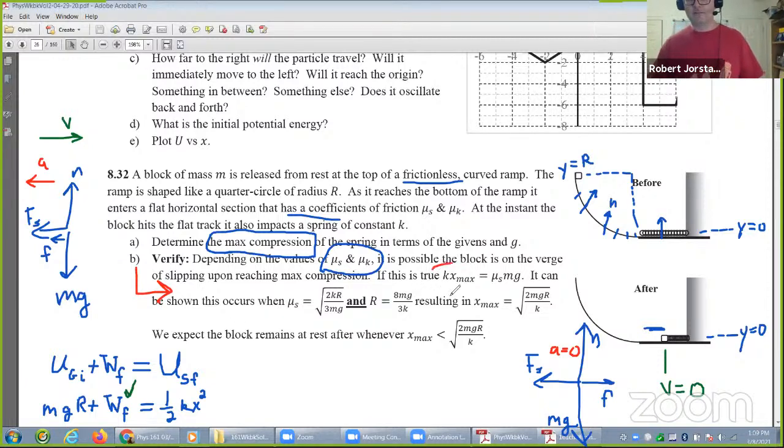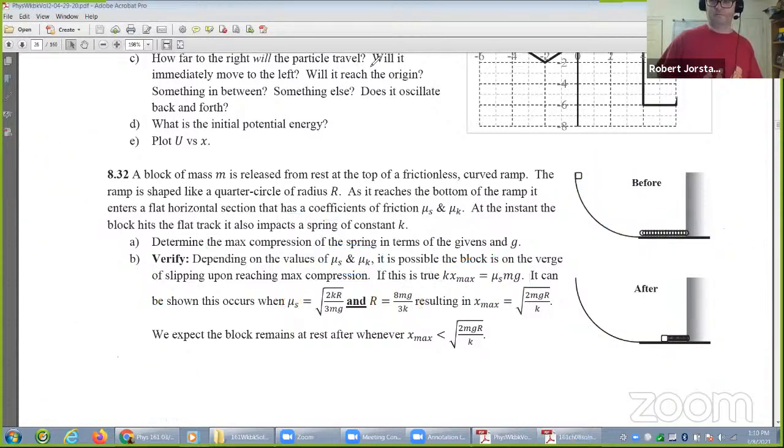Okay, right? If it's on the verge of slipping, we know that k times the max compression would have to equal the max possible frictional force. And you get this weird result. If you know k, R, m, and g, this is the coefficient of friction you would need to get it to stop. And it's very, very weird. Oh, you'd also need this radius too. It's a strange, yeah, let's leave it at that. Whoa.